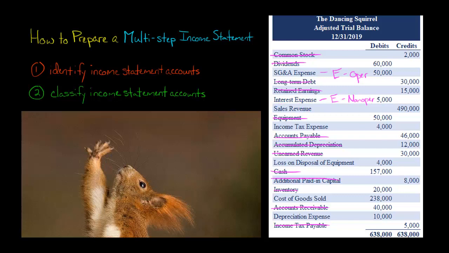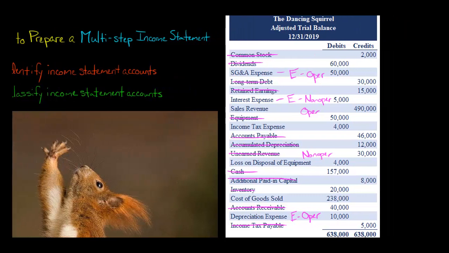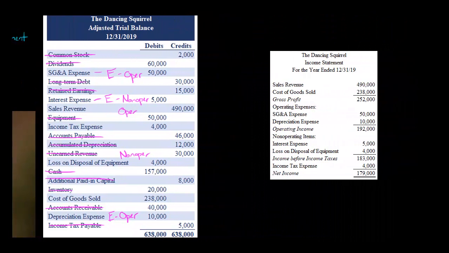Okay, so we've got that little abbreviation there. Sales revenue, okay, that's revenue, but it's going to be operating revenue. So that's going to go at the top of the income statement. And then when we look at the loss on disposal, okay, so that is going to go in the non-operating section, okay, below operating income. And then depreciation expense, so that's an expense, but it is going to be an operating expense. Okay, so let's go and take a look at our multi-step income statement. Now we'll walk you through this.